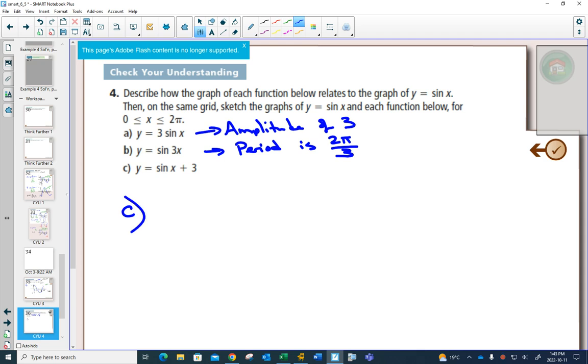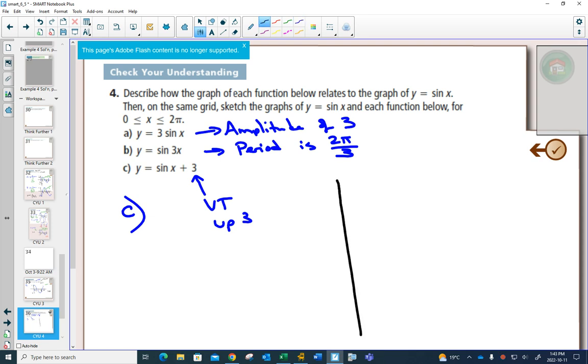We're just going to do part C, because C is the only thing that's new, where you have adding afterwards. What does adding afterwards do? It's a vertical translation. You're going to go up 3.